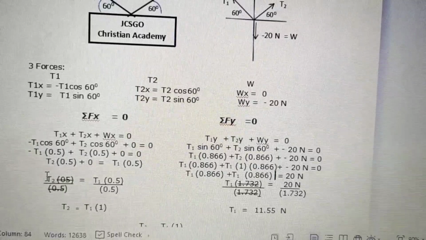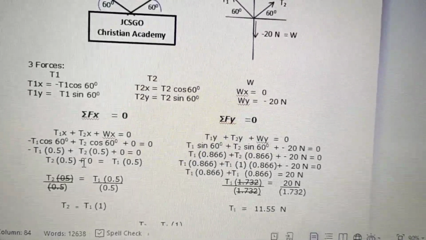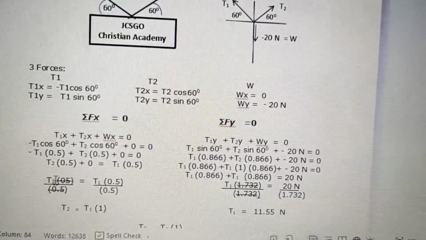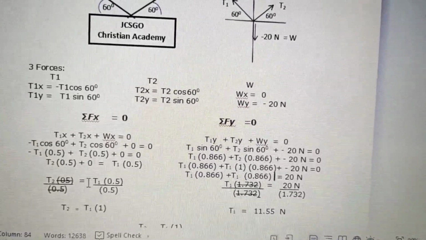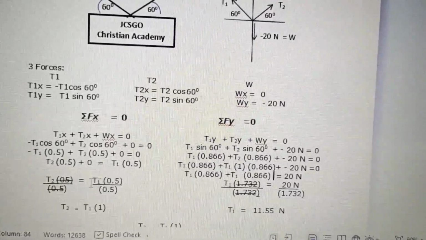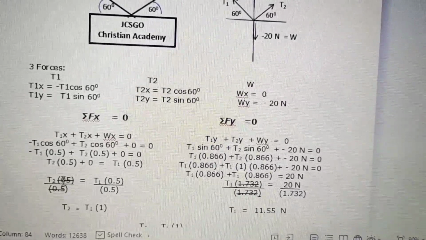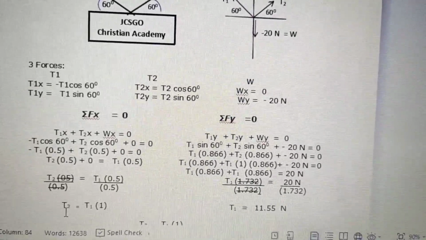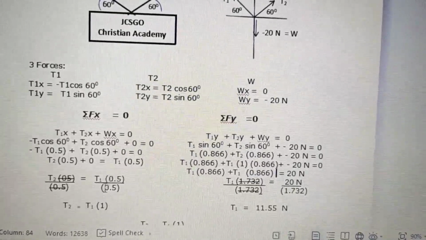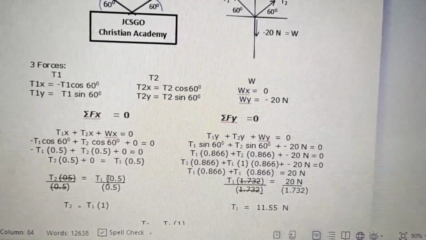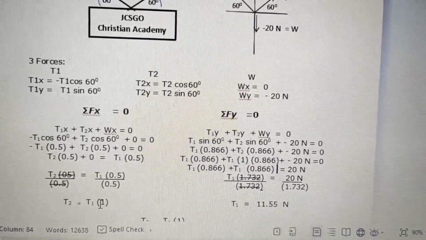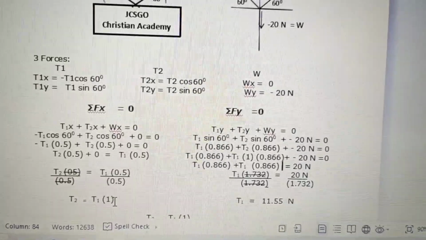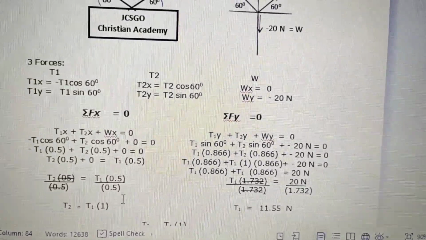Now going further, so we add this one, T2 times 0.5 plus 0 is T2 times 0.5 is equal to T1 times 0.5. Divide 0.5 on both sides, so we get to cancel this one. The value of T2 is equal to T1 times 0.5 over 0.5, which is 1. So the value of our T2 is T1 times 1, or T1, just the same.